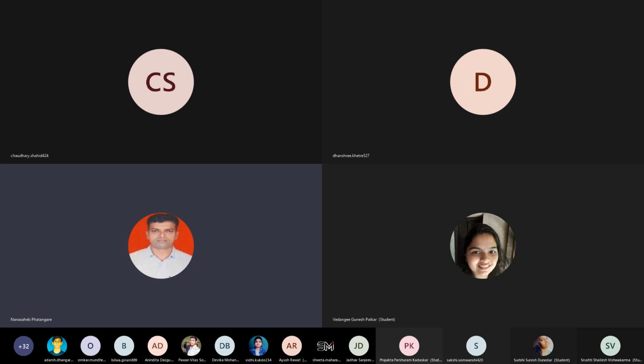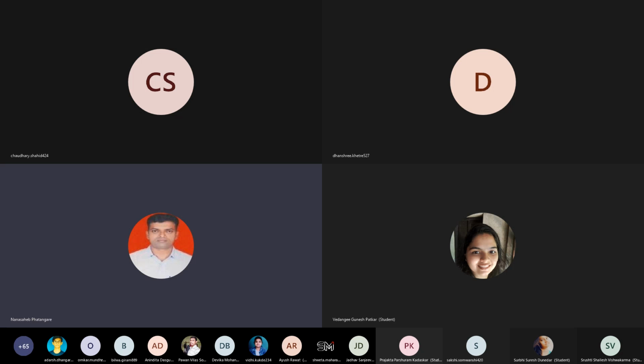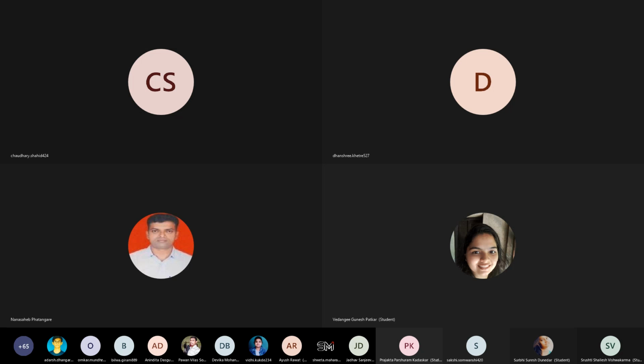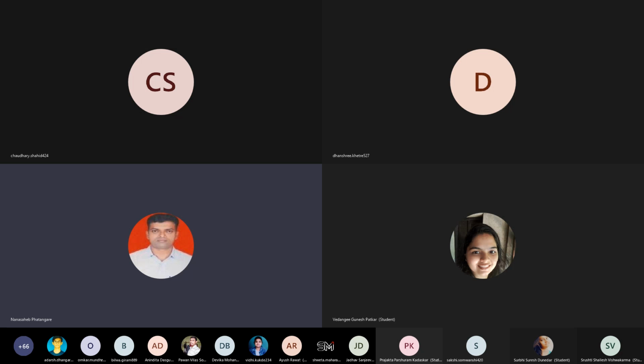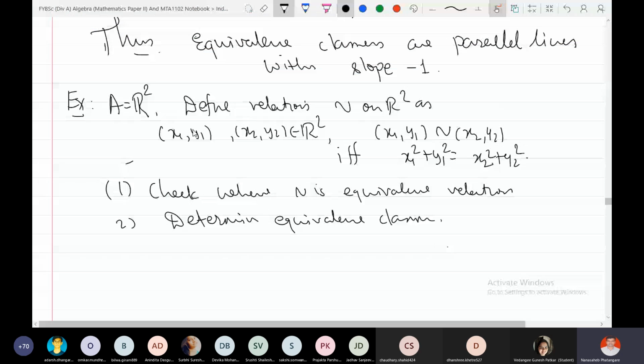Given an equivalence relation, how to identify equivalence classes and how to determine all the equivalence classes. To determine all the equivalence classes, first of all you need to understand whether it is an equivalence relation or not. So this problem I gave you yesterday, last time.